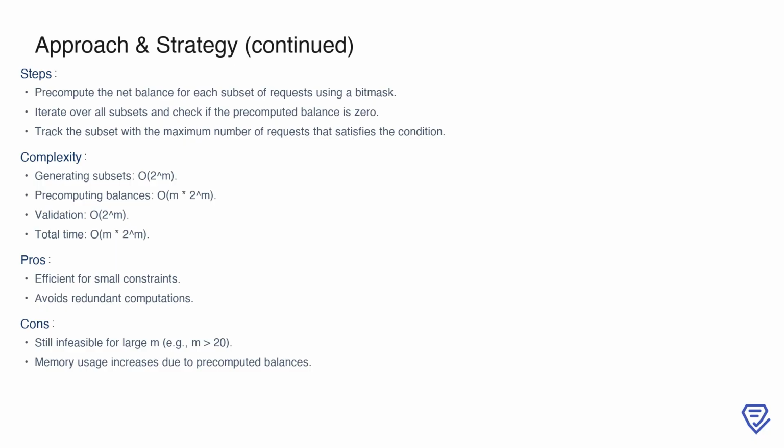First, we generate all subsets of requests using bit masks. Second, we pre-compute the net balance for each subset in O(m*2^m) time. And third, we iterate over the subsets to check if the pre-computed balance is zero, tracking the subset with the maximum number of valid requests. While the total complexity remains O(m*2^m), this method avoids redundant computations, making validation faster and the implementation more streamlined. However, it comes with its own trade-offs. The increase in memory usage due to pre-computed balances can be significant, and the approach is still impractical for larger values of m, such as when m exceeds 20.